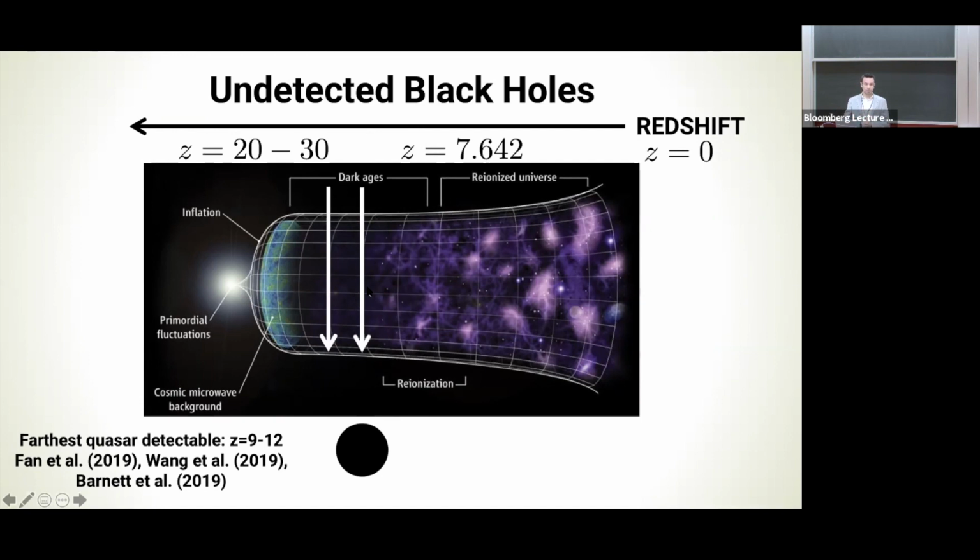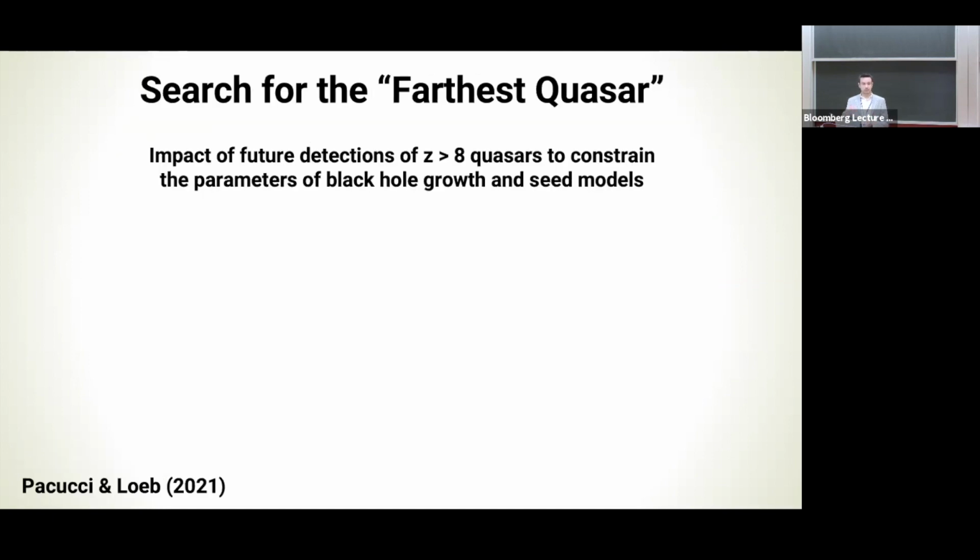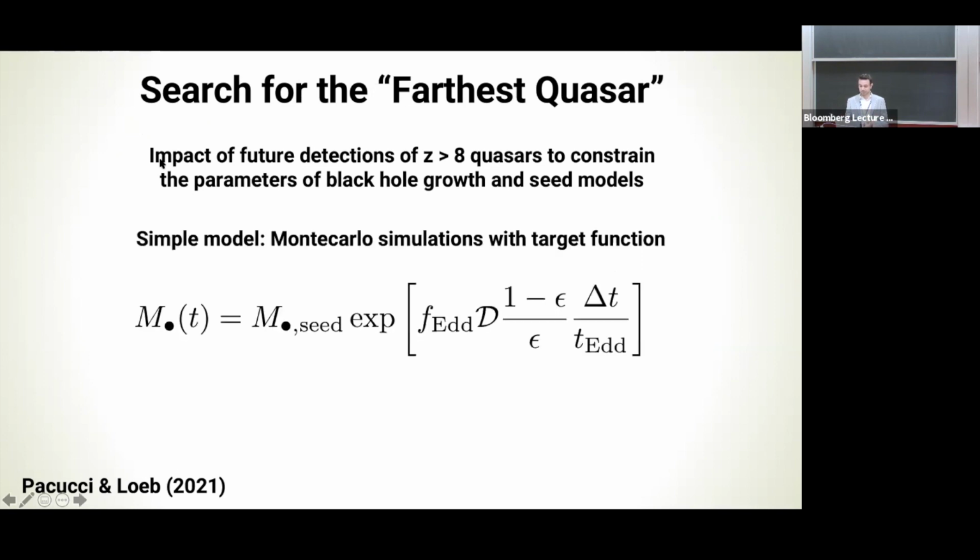And we calculated how this can contribute to understanding and constraining the parameters of black hole growth. So we basically studied the impact of future detections of high redshift quasars, redshift higher than 8, to constrain the parameters of black hole growth and seed models. So this is quite a simple model. It's based on a Monte Carlo simulation with a target function that is given by this classic formula of black hole growth. This is the black hole mass computed at cosmic time t. This is the initial mass of the seed, and we will be considering light seeds up to 1,000 solar masses and massive seeds from 1,000 to 10 to the 6 solar masses.